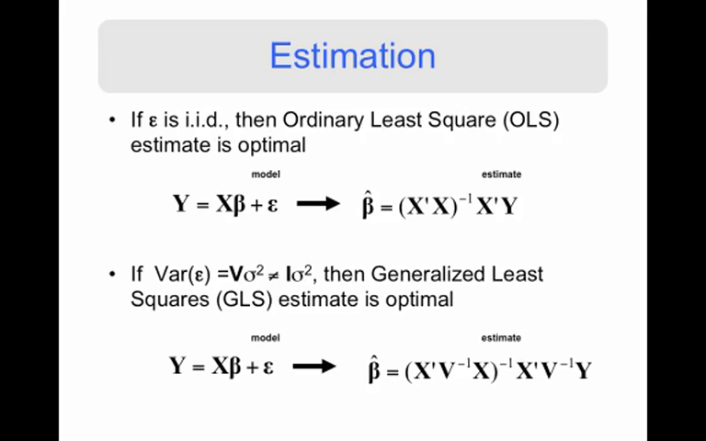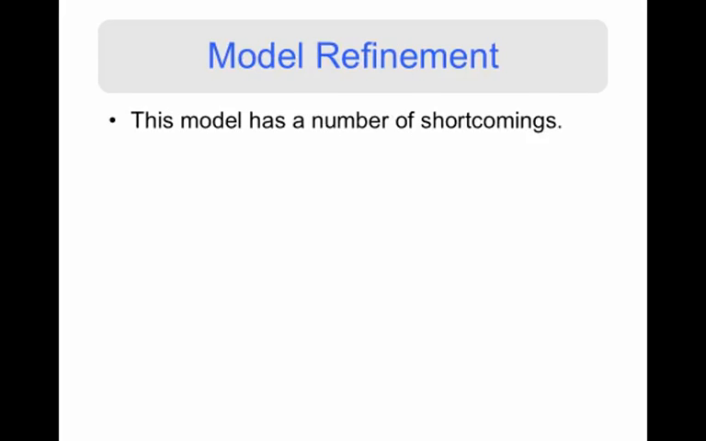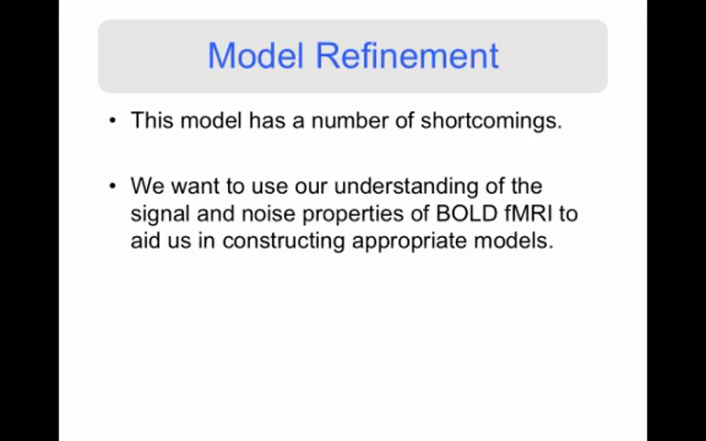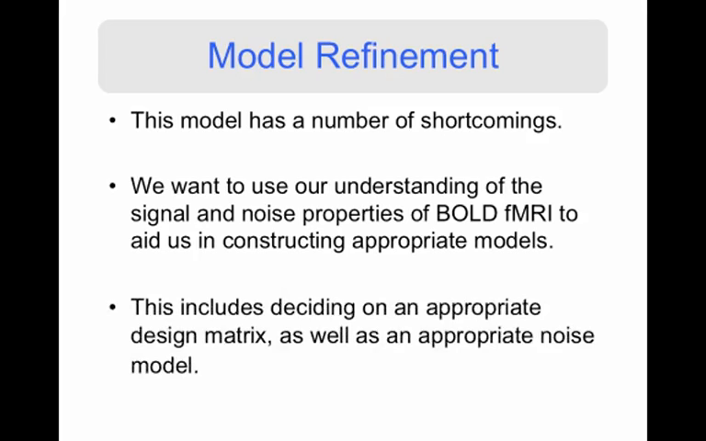So now that we have a model, the GLM, and we have a way of estimating this, well, then it looks like we're in pretty good shape. However, the model that we just proposed has a number of shortcomings. And what we really want to do is use our understanding of the signal and noise properties of BOLD fMRI to aid us in constructing a better model. And this includes deciding on an appropriate design matrix as well as an appropriate noise model.